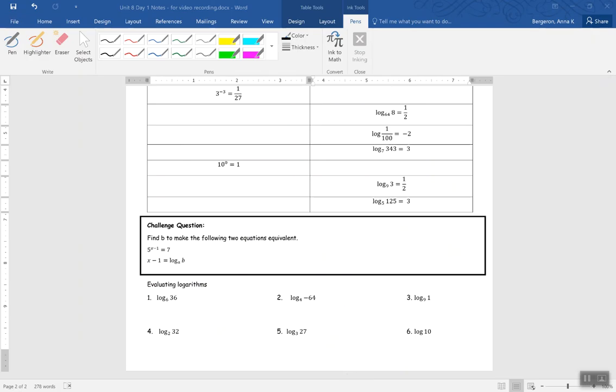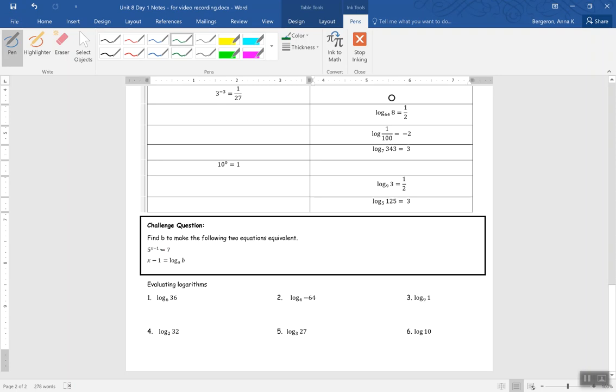So now I want to just look at this challenge question. Rewriting should be something that feels pretty easy and familiar to us, or as you went on, it felt pretty simple to do. But there are different ways that they can ask the question. So for instance, this challenge question says, find b to make the following two equations equivalent.